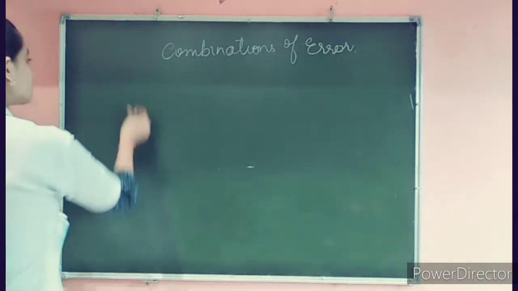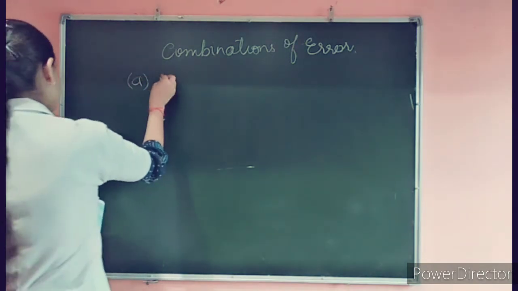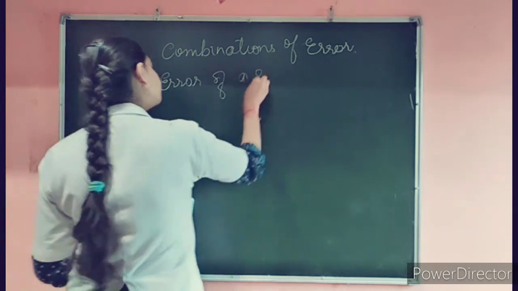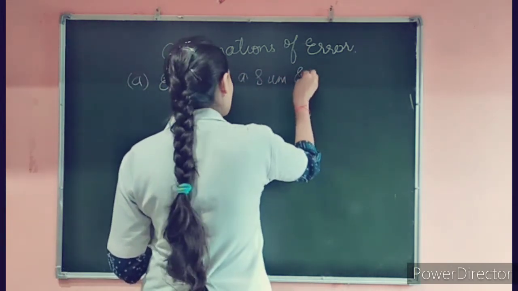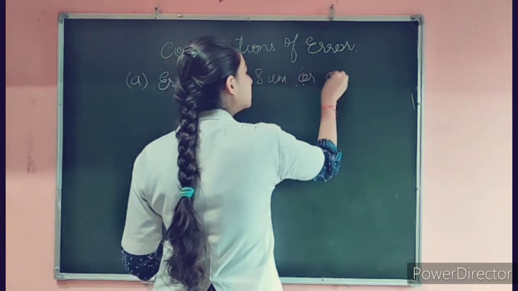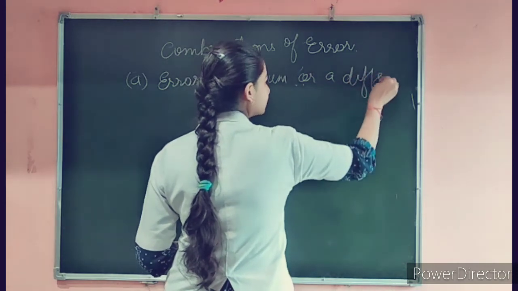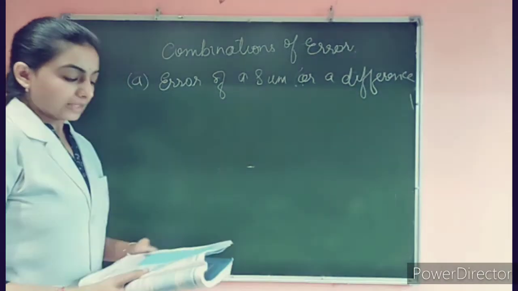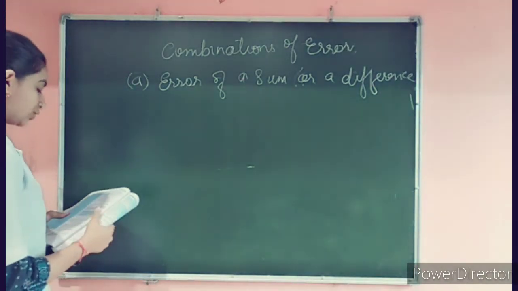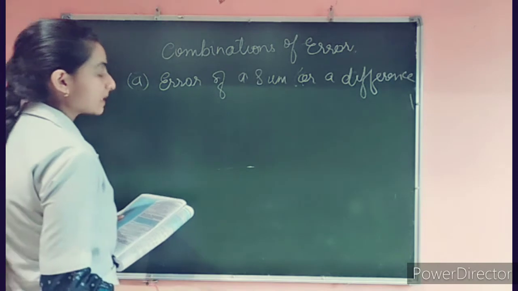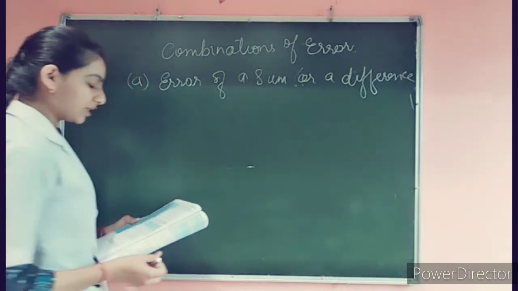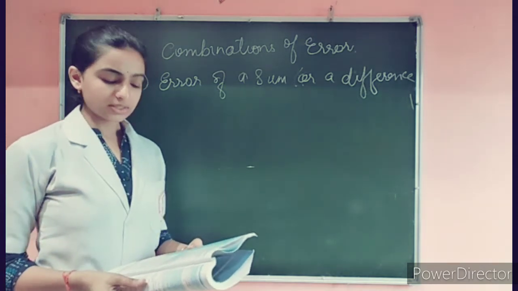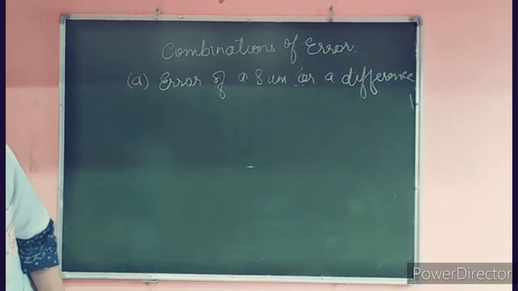For this, our first point is error of a sum or a difference. So, error of a sum or a difference. The rule says when two quantities are added or subtracted, the absolute error in the final result is the sum of the absolute errors in the individual quantities.